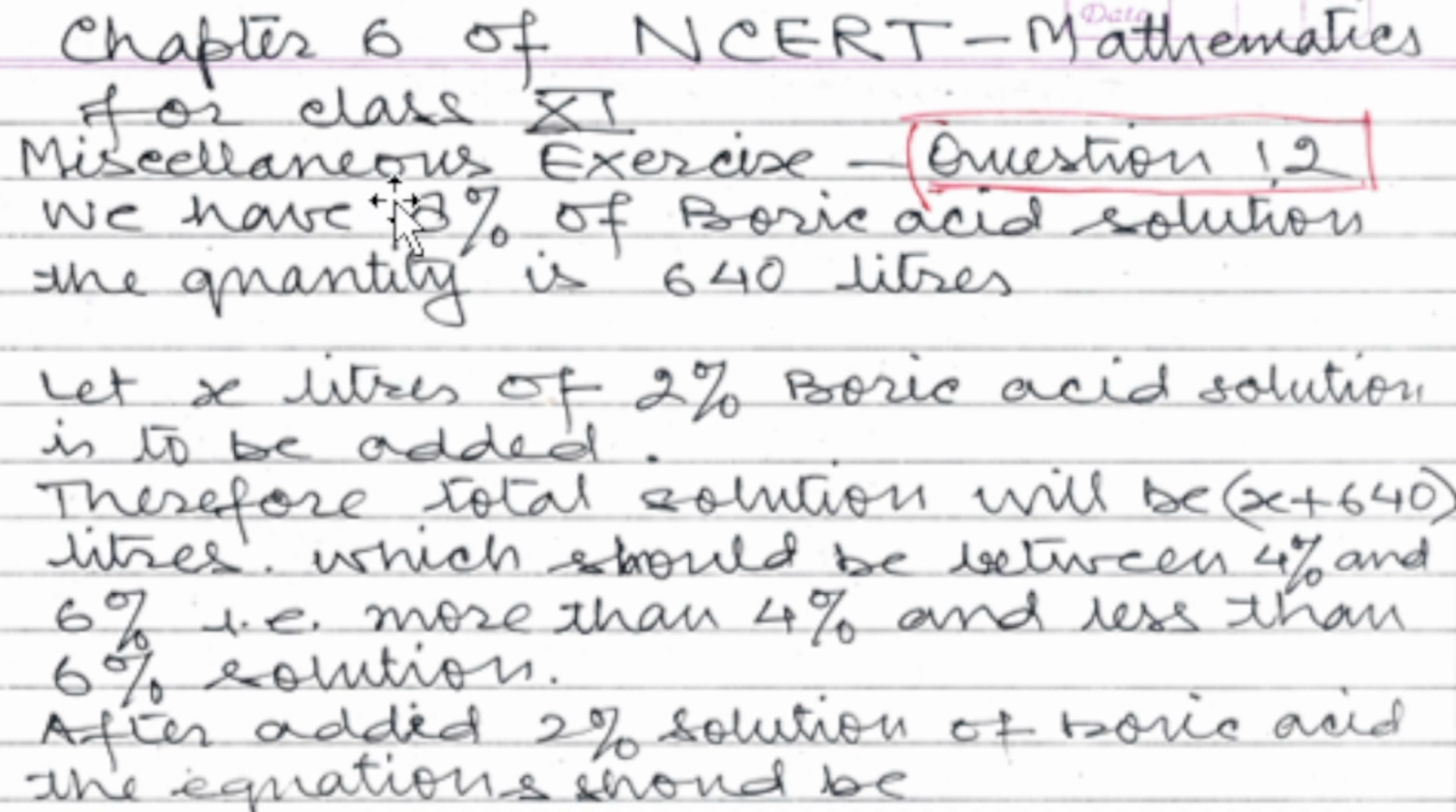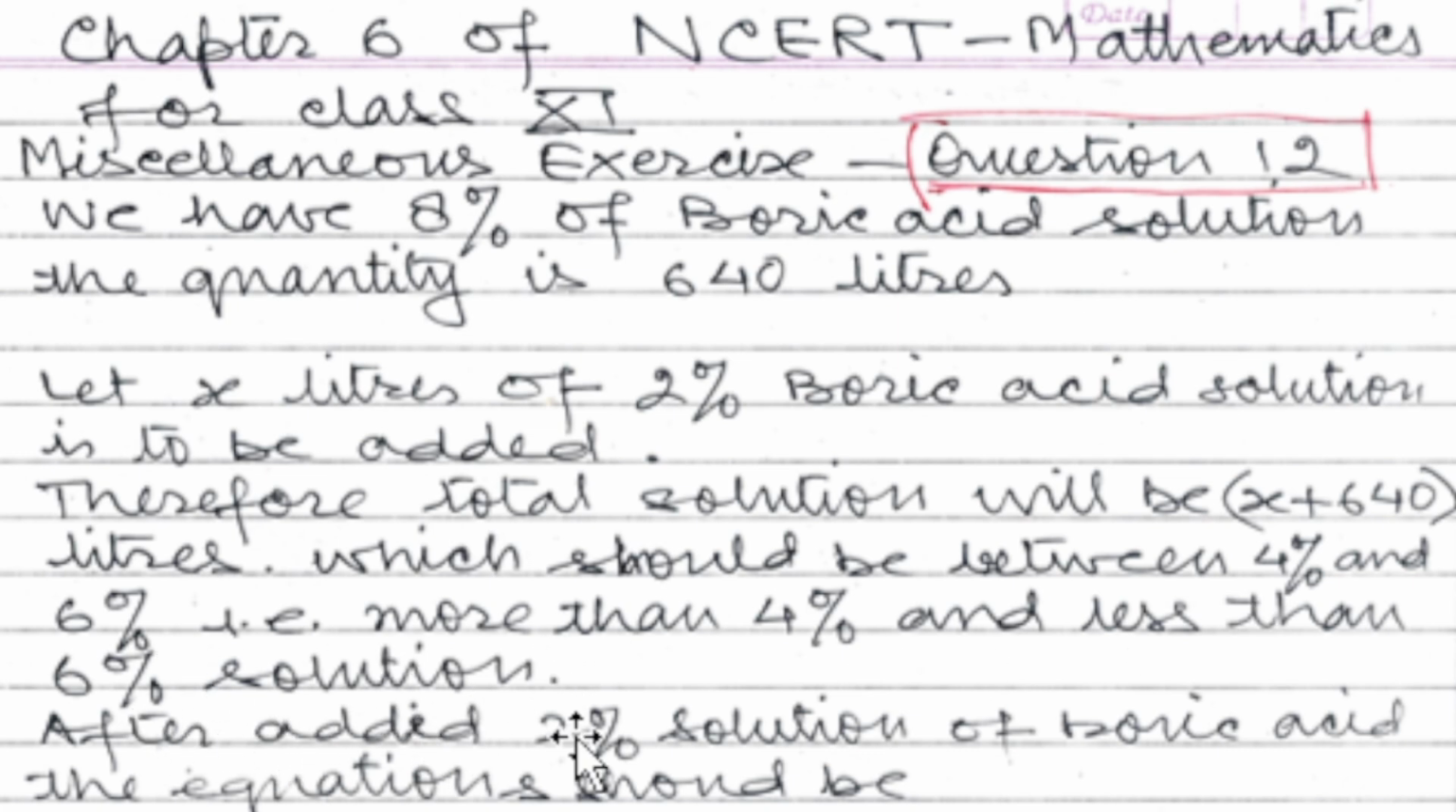So we have 8% of boric acid solution. The quantity is 640 liters. Let us assume X liters of 2% boric acid solution is to be added. Therefore, the total solution will be X plus 640 liters, which should be between 4% and 6%. That is, more than 4% and less than 6% solution.